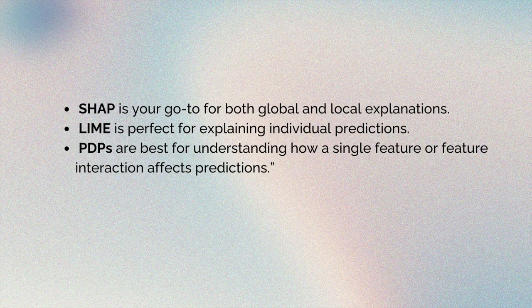So, when should you use each method? Here's a quick recap. SHAP is your go-to for both global and local explanations. LIME is perfect for explaining individual predictions. PDPs are best for understanding how a single feature or feature interactions affect predictions. These tools are incredibly powerful for building trust in your model and making better decisions.